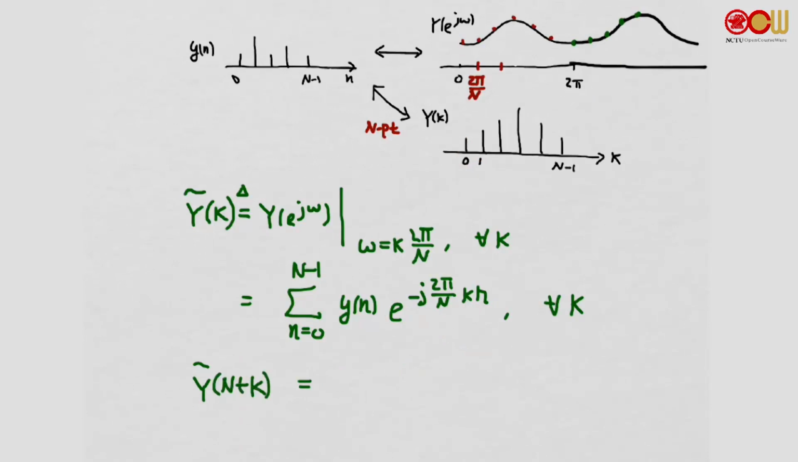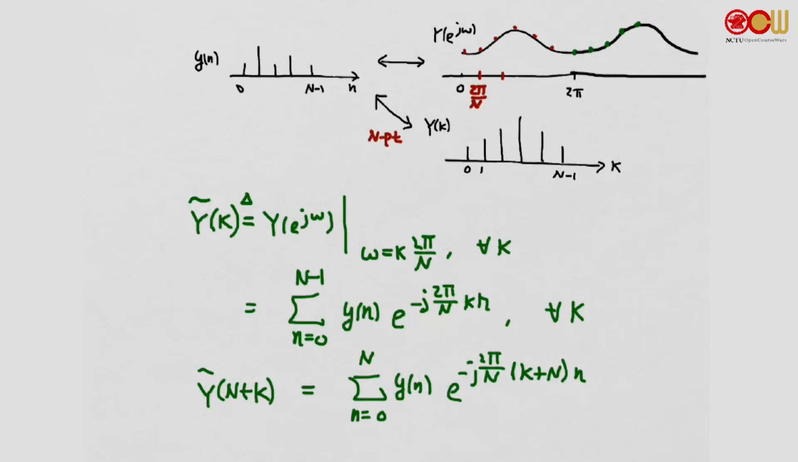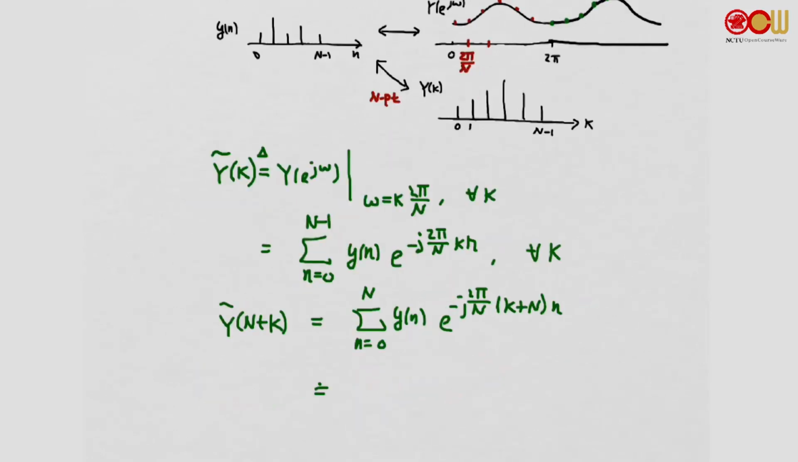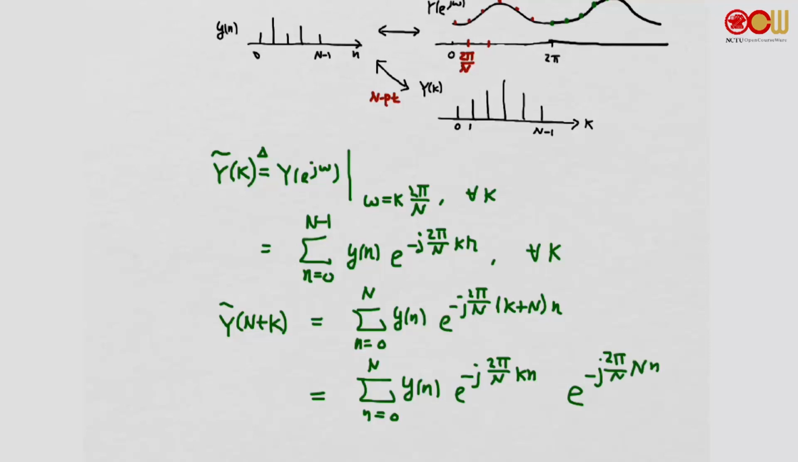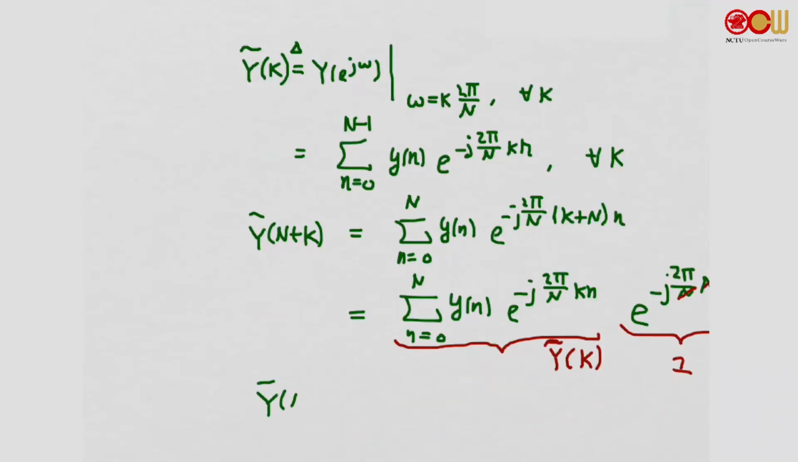Why? Because we plug in k equal to N plus k, then we get the sum of y[n] e^(-j 2 pi over N (k plus N) n). We can split this into two terms. One is e^(-j 2 pi over N kn), and the other term is e^(-j 2 pi N n over N), and this N will cross out and it becomes e^(-j 2 pi n). So this term is actually 1, so we are back to the kth DFT point. So we have Y tilde (N plus k) equal to Y tilde k.